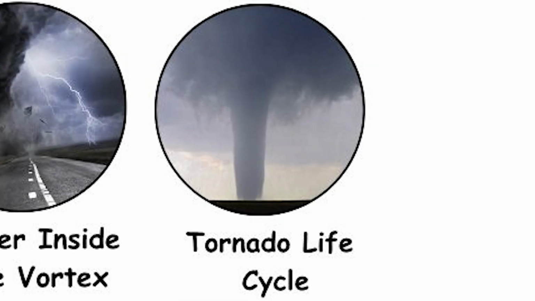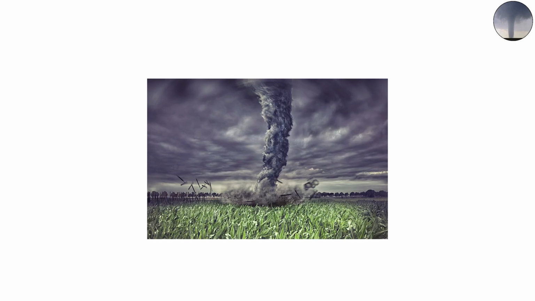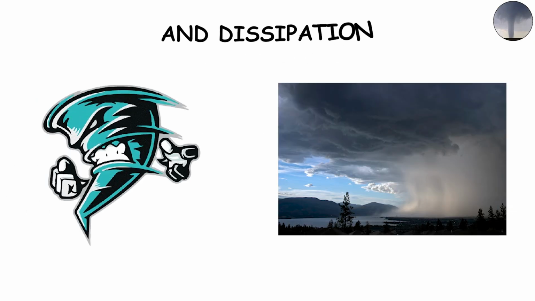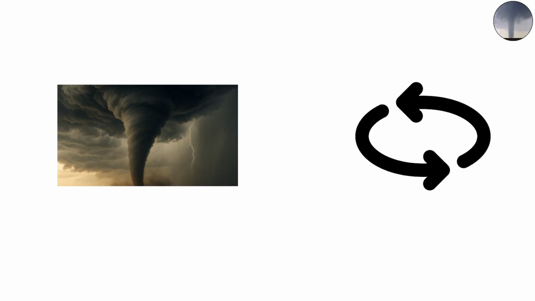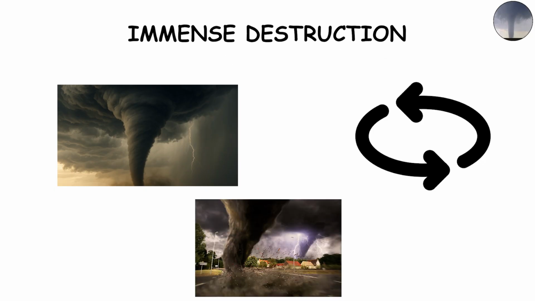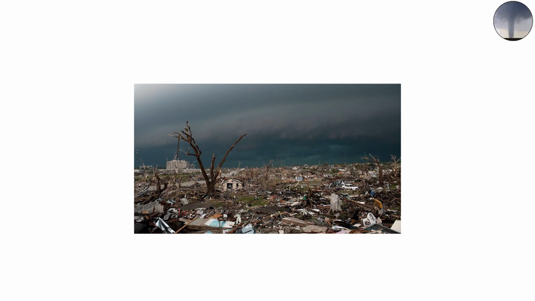The tornado life cycle. A tornado doesn't stay the same throughout its life. It passes through three main stages: organization, maturity, and dissipation. Organization stage. The funnel forms and strengthens as rotation tightens. Mature stage. The tornado reaches peak intensity, becoming wide, fast-spinning, and capable of immense destruction. This is when it does the most damage.